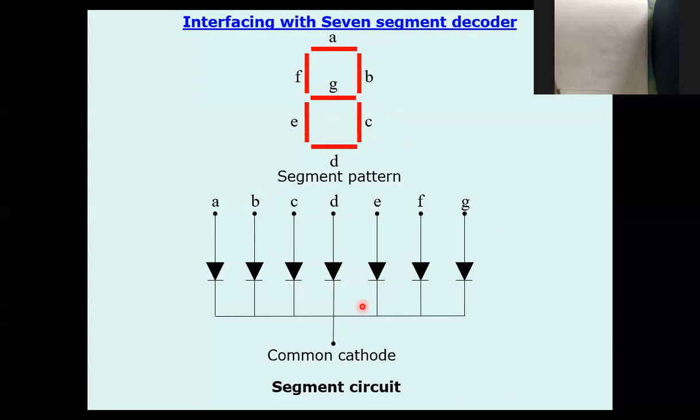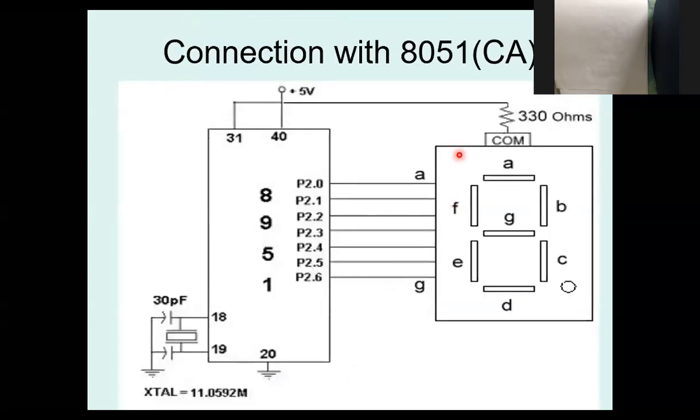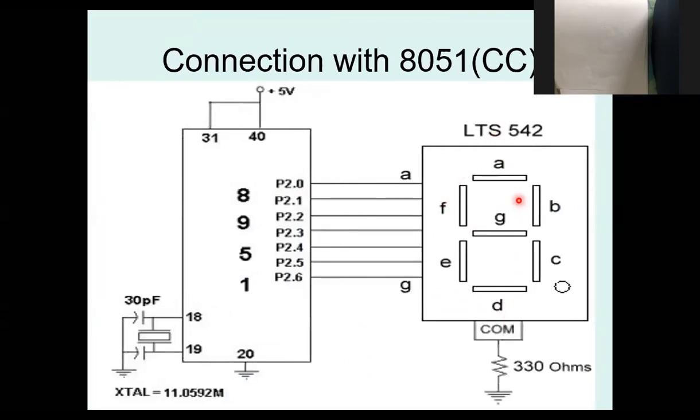So in the two configurations, sometimes we give zero, then we get the output. What is a common cathode? Just see, this is a common anode configuration. The common cathode configuration is nothing but this one. This seven segment connects with port 2.0 to port 2.6, or port 2.7 you can connect with the dot. Dot means this seven segment.